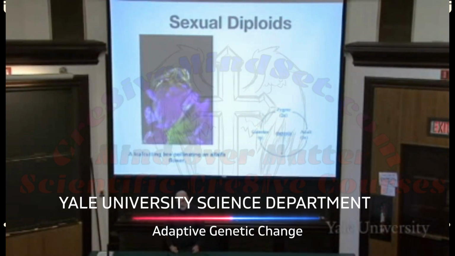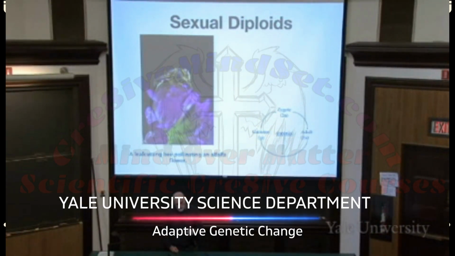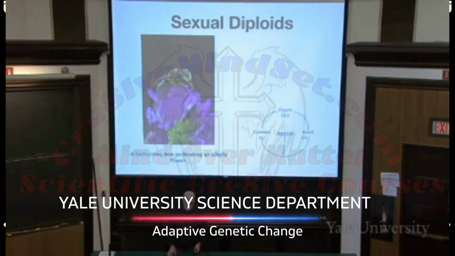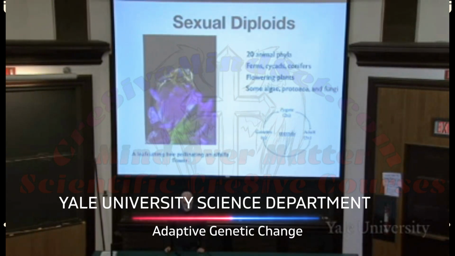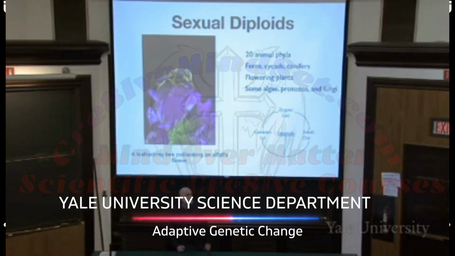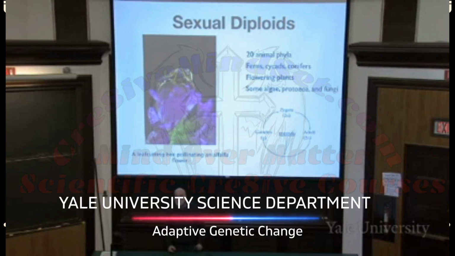Okay, sexual diploids. You guys are sexual diploids. This bee is a sexual diploid, and that flower is a sexual diploid. They have this kind of life cycle, sketched here, the one that I talked about earlier. About 20 animal phyla are sexual diploids. Most multicellular plants are, and there are some algae, protozoa, and fungi that are sexual diploids. They include the malaria and sleeping sickness pathogens.